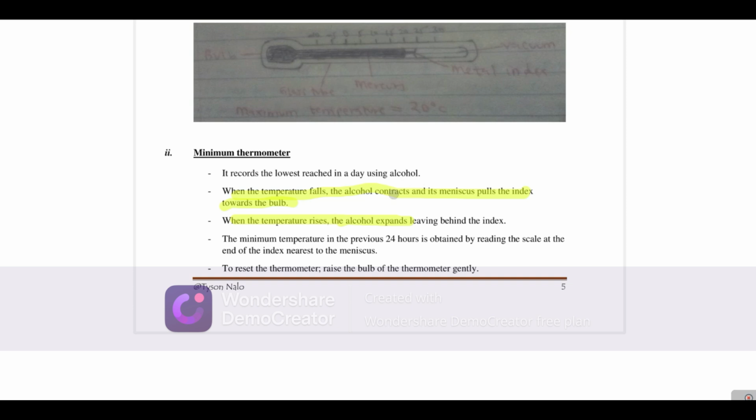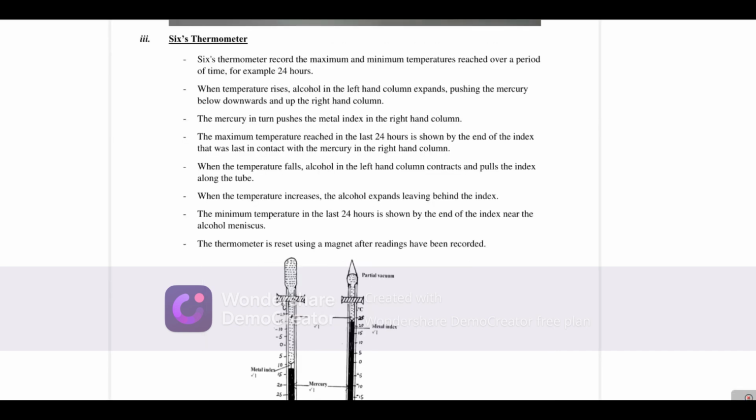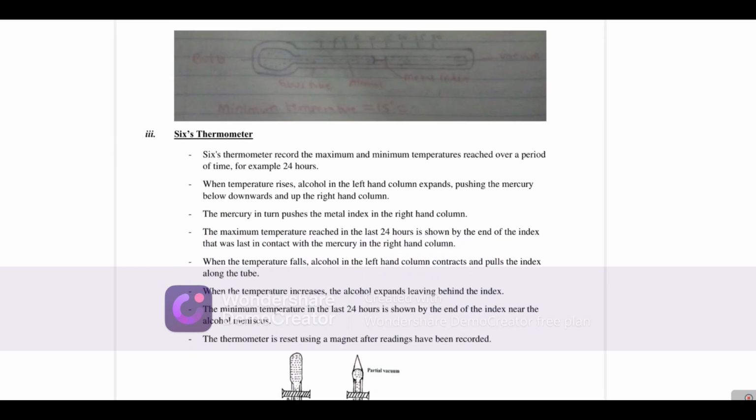So we can now have a look at the diagram. This is actually the diagram of that particular thermometer. So you're able to see the diagram. As you can see, the main liquid is alcohol for the minimum thermometer. For the maximum thermometer, it is mercury.